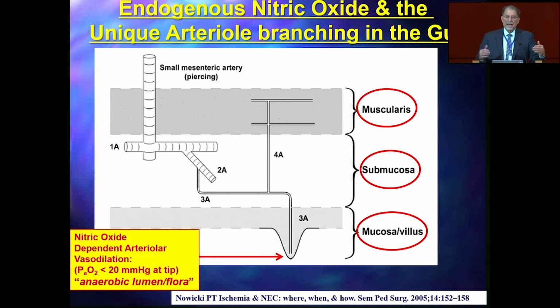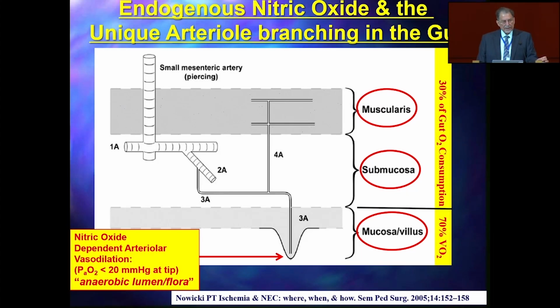The submucosa has additional branching. The mucosa and the villi each have one capillary per villus. And the tip of those capillaries in anaerobic intestines have PO2s below 20, and depending on who you read, as low as 10 or 15. So we would never have a human, not to mention a fetus, where the PO2 is 25, this low. But normally, our villus is maintained at that level.